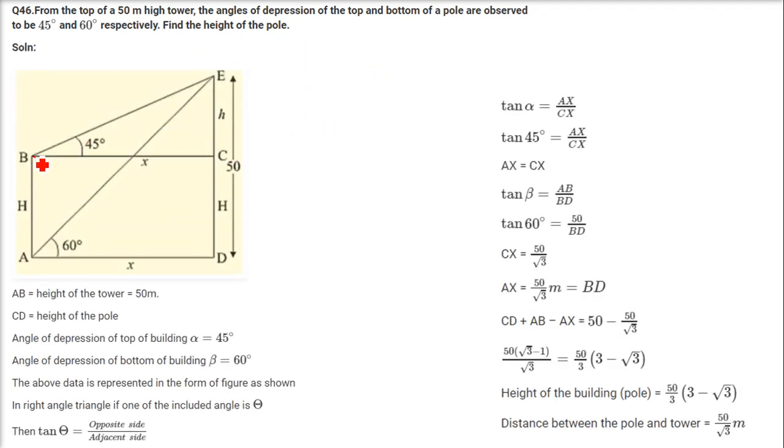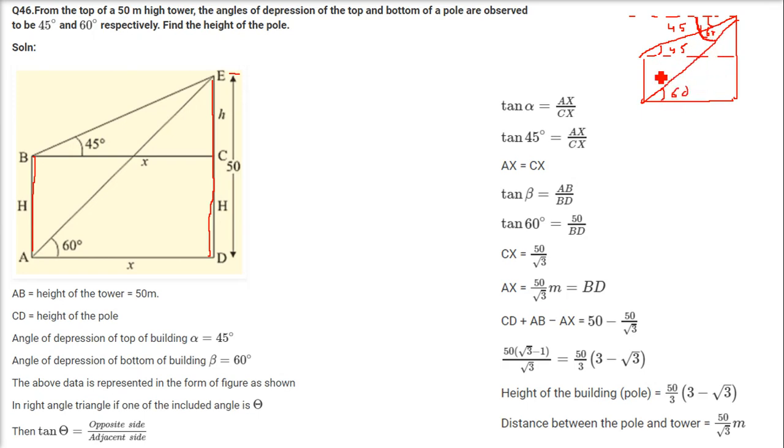So the question here is that there are two vertical objects. First is the tower, which is 50-meter high, and the angle of depression of the top and bottom of a pole. So here is a pole, and for the angle of depression, if you draw a parallel here, this one and this one, which will be the lesser angle? This will be the lesser angle, so this is 45 degree. So this will also be 45 degree, and this whole depression is 60 degree. So this is also 60 degree.